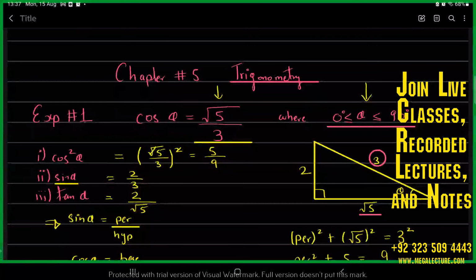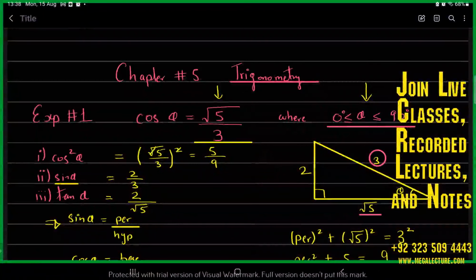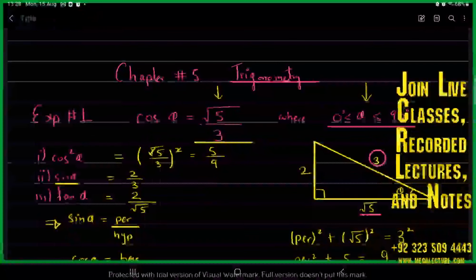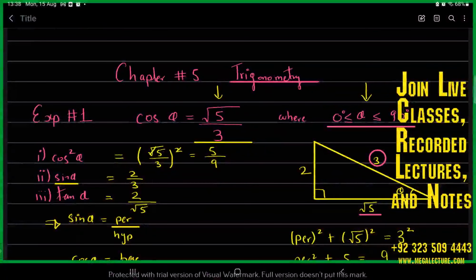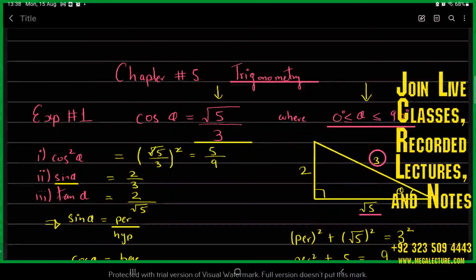Okay, right. So in the last class, we started off with chapter 5, that is trigonometry. We just discussed some basic stuff that we used to talk about in O-level maths. So we have three trigonometric ratios: sine, cos, and tan. And we know how exactly these ratios use different sides of a right angle triangle. So sine is equal to perpendicular over hypotenuse, then cos theta is equal to base over hypotenuse, and so on.